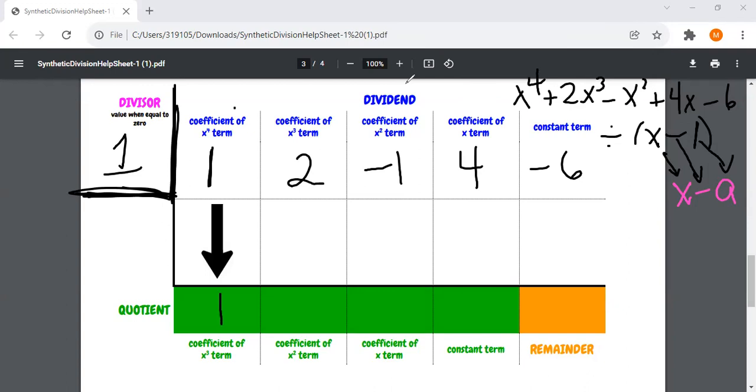I bring down the 1. 1 times 1 is? 1. 2 plus 1? 3. 3 times 1? 3. 3 minus 1? 2. 2 times 1? 2. 4 plus 2? 6. 6 times 1? 6. -6 plus 6?